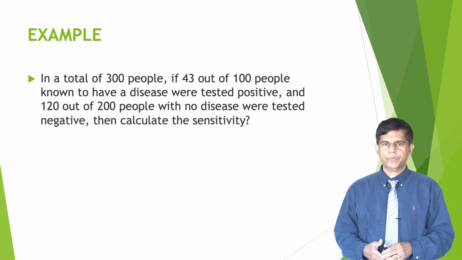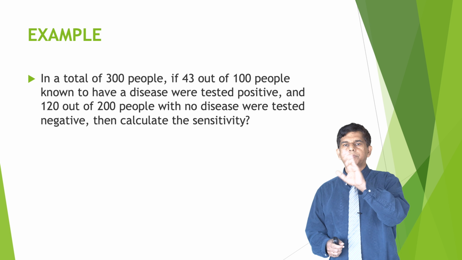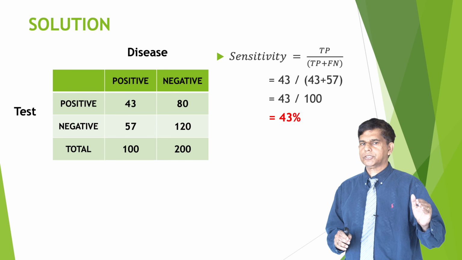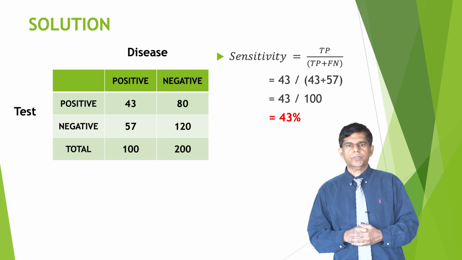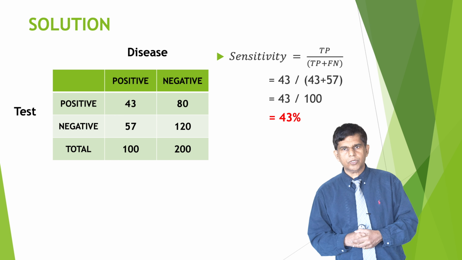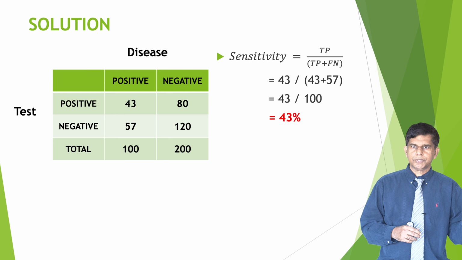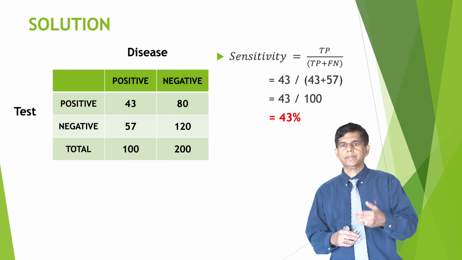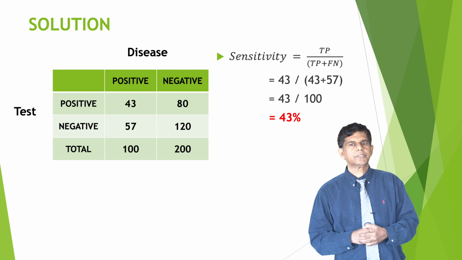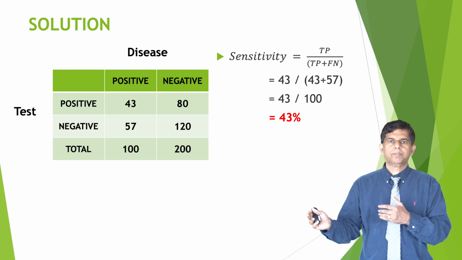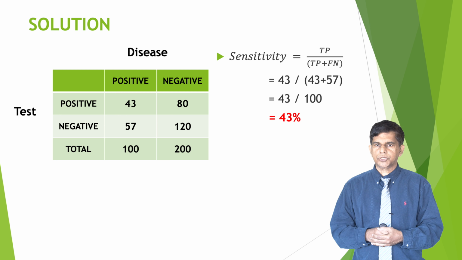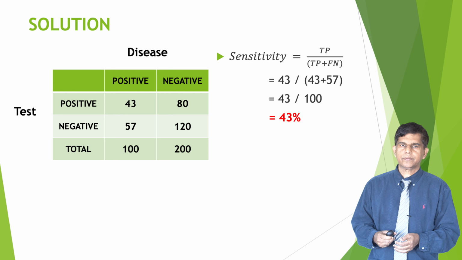Okay, let's move on. So first thing we have to do the solution. You put the disease on the top, positive, negative, and the test on the left side, positive and negative. You put the numbers 43, 80, 57, 120. You do the total, and you bring in our formula, which is sensitivity equals true positive divided by true positive plus false negative. Okay, that is 43 divided by 43 plus 57, 43 divided by 100, so you get 43%. So the sensitivity of this test is 43%.